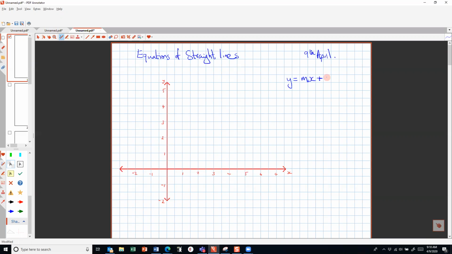Now, mx plus b is technically correct, okay? But generally, we use mx plus c, okay? Now, if you want to use b, it's fine. It's not a big deal, but I'm going to use c because that's what most mathsy type people use, okay?